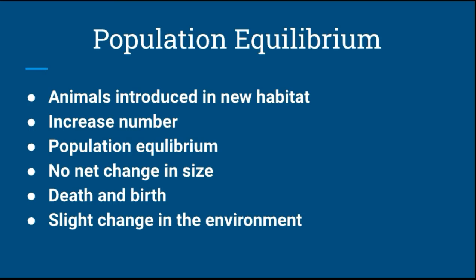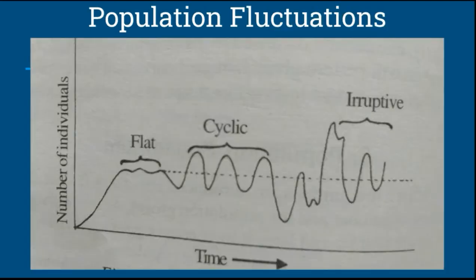After population equilibrium, there is one more point, the last point of population characteristics, that is population fluctuation. What is fluctuation? The increase and decrease in the number of individuals in a population is called population fluctuation.